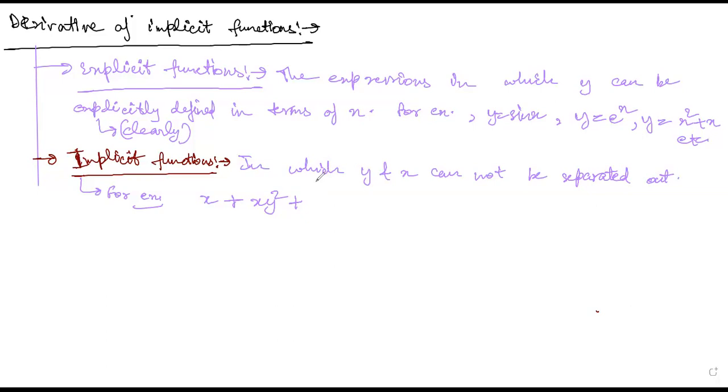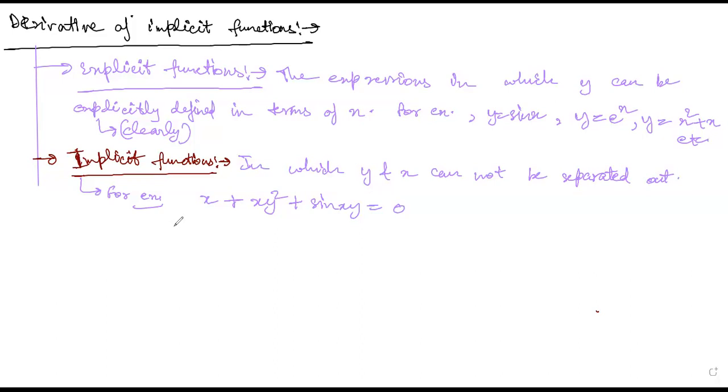And in the case of implicit functions, you'll see that y and x cannot be separated. And you cannot define y in terms of x completely or x in terms of y. Neither will you be able to define y in terms of x nor x in terms of y. So this will be something like that. For example, if I take this, it is sin x y is equals to 0.